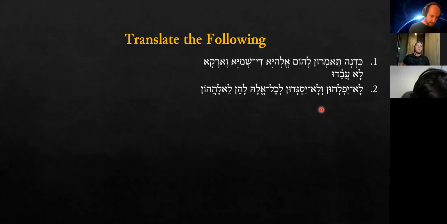To all the gods. Elah is singular, so when you have kol with an indefinite singular, it more than likely means any. To any god. To them. Lahen can mean except.